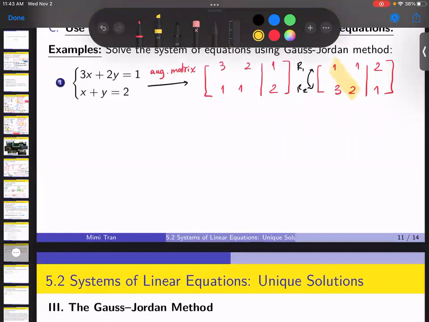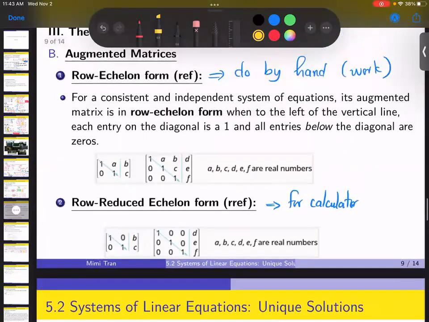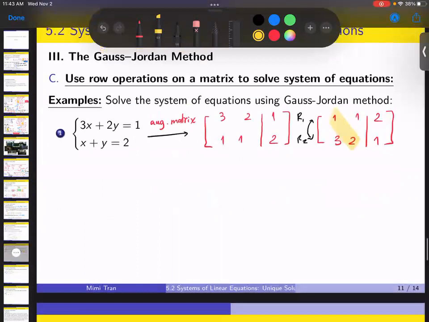Remember what I said right here, 0 right there, right? So this needs to be 0. In order to be 0, I have to have a -3 there, right? So what I'm going to do next is take -3 times row 1, add to row 2, and then I get a new row 2. The arrow implies which row is going to change. It's always the second one.